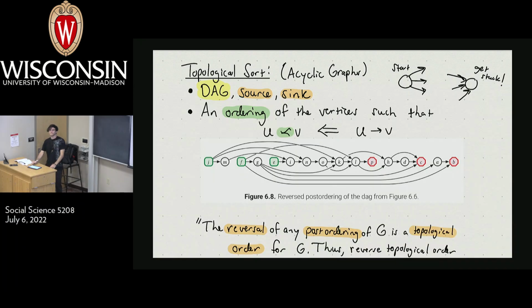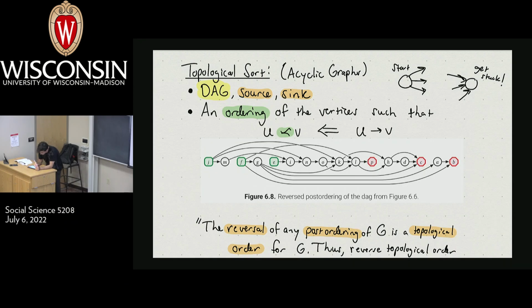Okay? So the key thing here is what's a topological sort? What's a topological ordering? It's just an ordering of your nodes. So you're lining up your nodes in a sequence with the property that U comes before V in the order if U to V is an edge. So that's the formal definition.